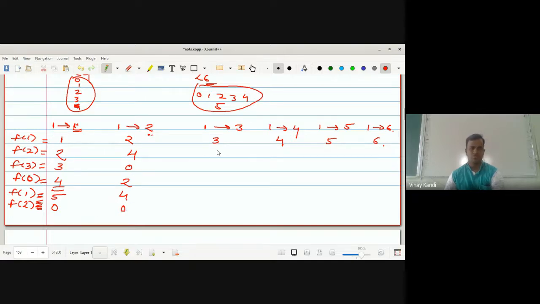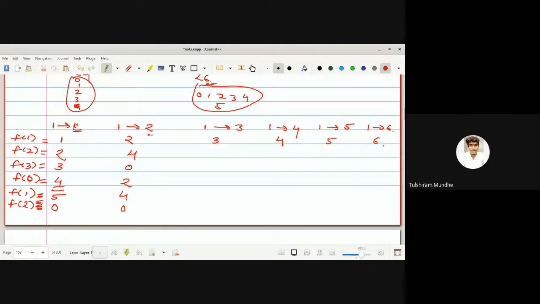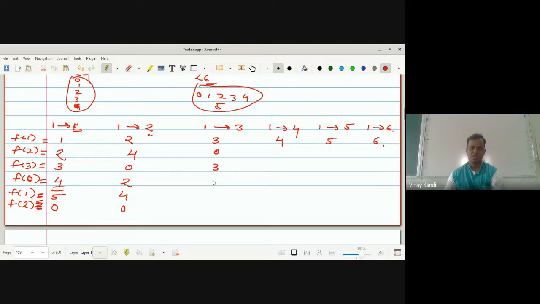Now, f of 1 is 3. F of 2, that is f of 1 plus f of 1. That is 3 plus 3, 6. 6 addition modulo 6 is 0. All the elements are like this. Okay.